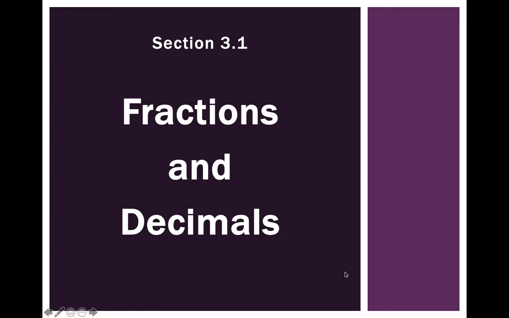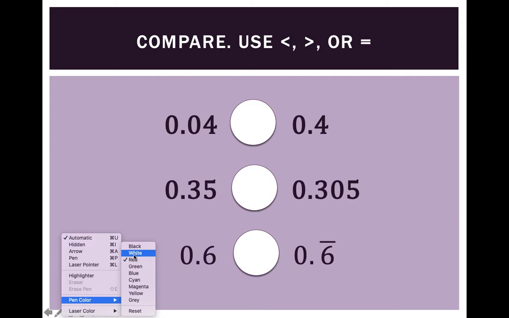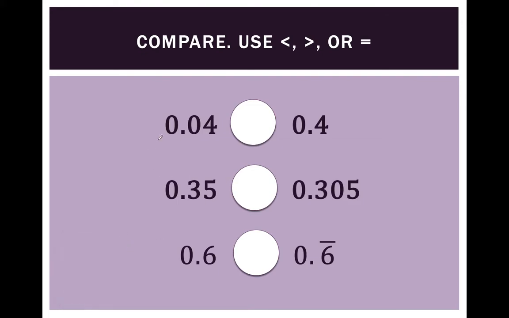In your review yesterday, you worked with doing these with all positive fractions and decimals, and in this lesson, we will be including negative fractions and negative decimals to make it just a little bit more difficult. Let's do a quick review first of ordering some decimals from least to greatest, or comparing decimals.